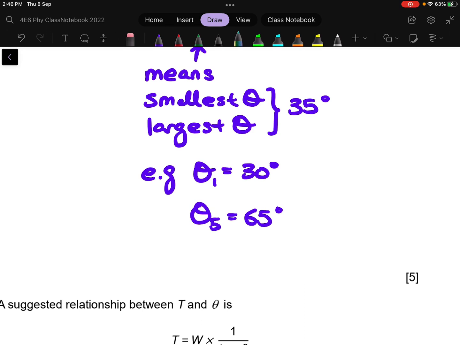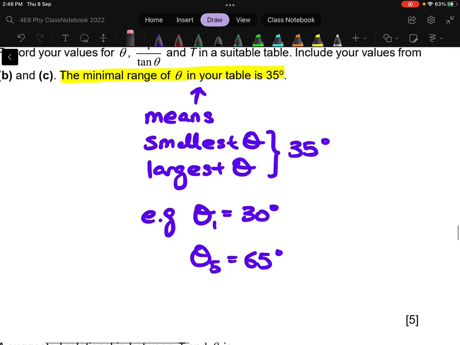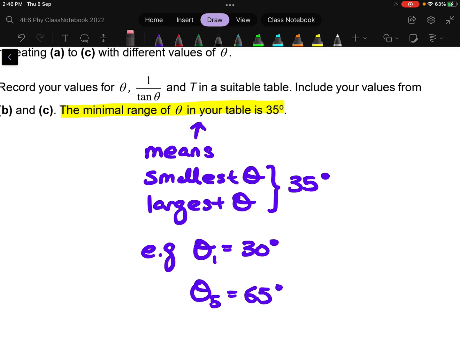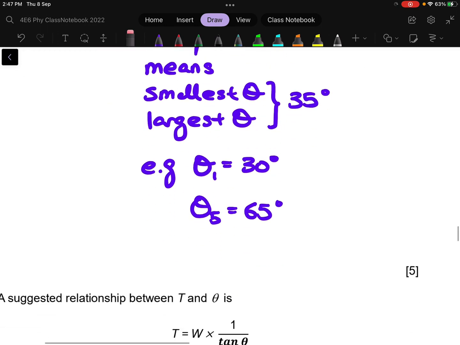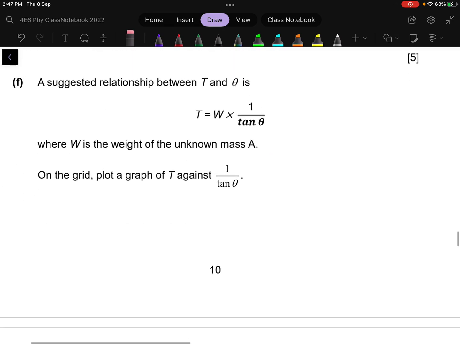So I give you an example. If your theta 1 is 30 degrees, then to ensure that there's a range of 35, 30 plus 35 will give you 65 degrees, meaning that your last reading should be 65, right? Or if you want to start your first reading at 0 degrees, then what is the last theta that you should have? Well, 35, right? So in physics, when we give you the range, minimum, maximum, between something, it is always inclusive, unlike mathematics, where you need to make a clear distinction.